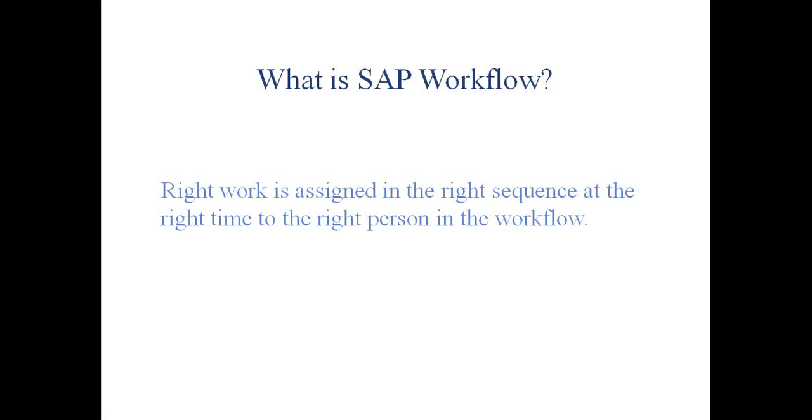Now coming to the right person. Suppose ABC is the manager of the company. I just want that ABC should only approve this particular request. So you can ensure from this automated tool that you are sending the approval process to the right person. So these four right things would be covered, ensured, or guaranteed by the automated workflow tool. Any question till this?